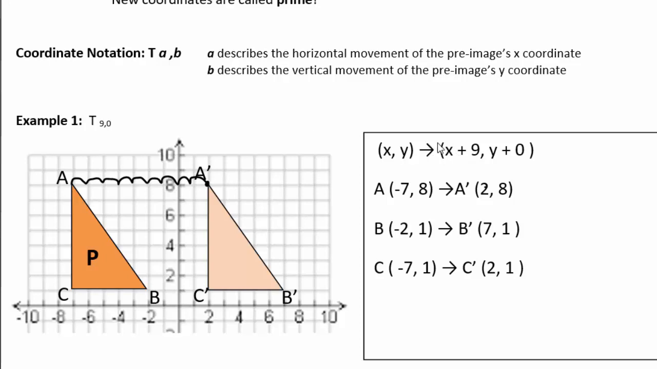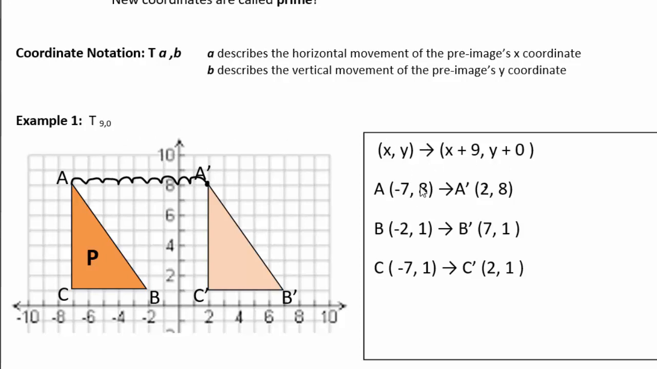And in this case, we have x plus 9, saying take the original x coordinate of the pre-image and add 9, just like that. 9 stands for there, and then take the y coordinate and add 0, again the B position here in our tab notation.